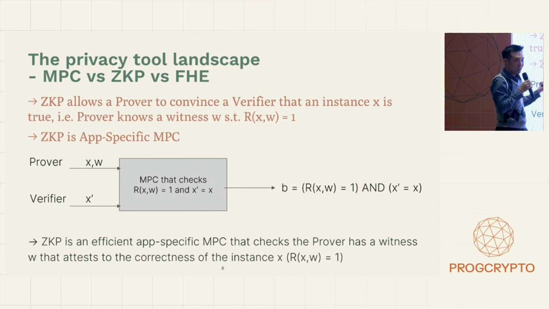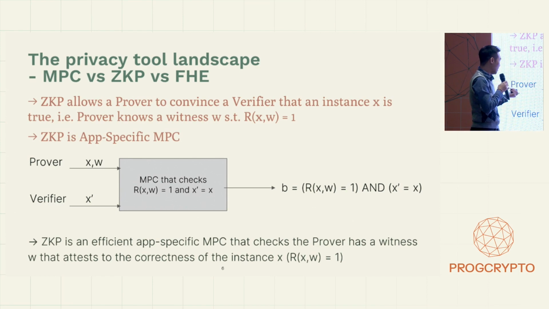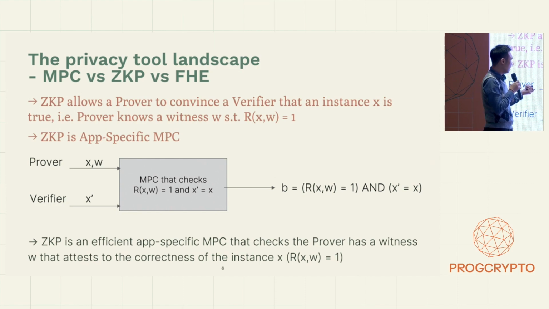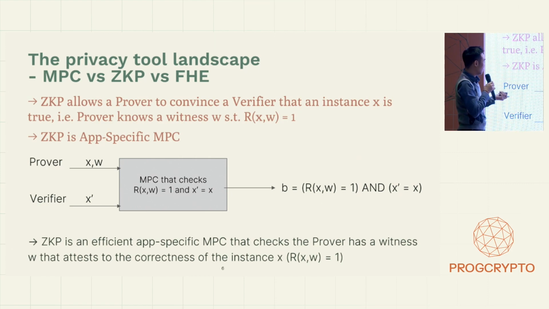So suppose the prover has the statement X and the secret witness W, and the verifier will input an instance X prime, and then we have this MPC that checks the relation R on X and W, so it must be 1. And then the X and X prime, the inputs of the prover and the verifier, must be the same. And then this bit B is an AND of these two conditions. Then we have a ZKP from MPC.